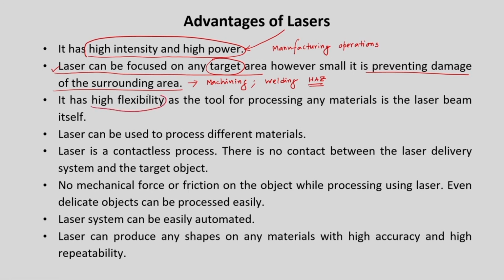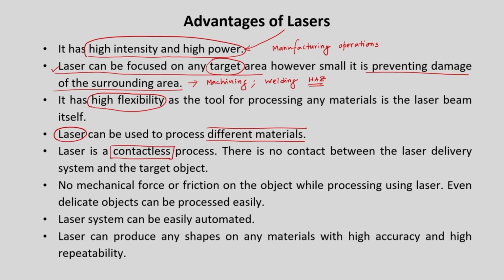Lasers have high flexibility. The conveyance is very simple, as nowadays we are using fiber optic technology to transmit or convey the lasers wherever it is required. Lasers are used to process different materials. They have this peculiar capability that lasers can be used to process all types of materials: metals, non-metals, conductive, non-conductive, all sorts of materials can be processed. It is a contactless process, it is tool-less manufacturing.